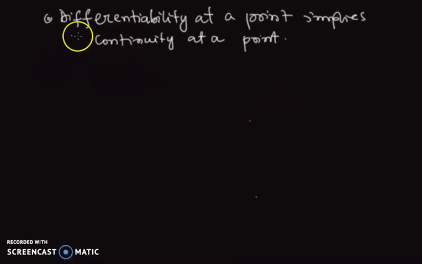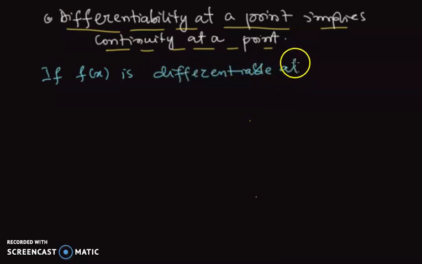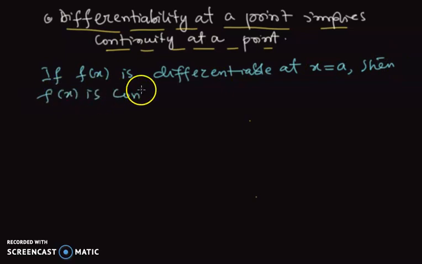So let's state the result precisely. It says that if f of x is differentiable at x equal to a, then f of x is continuous at x equal to a. Let's prove this.